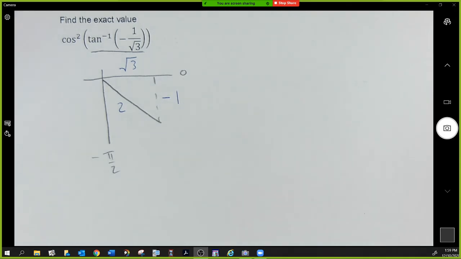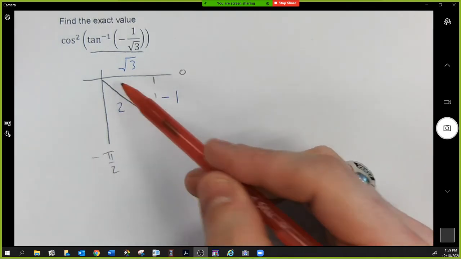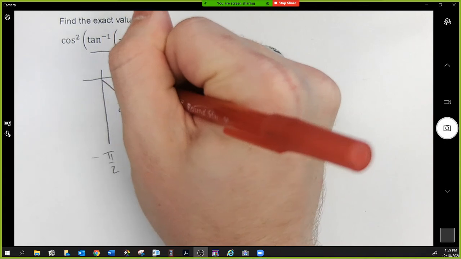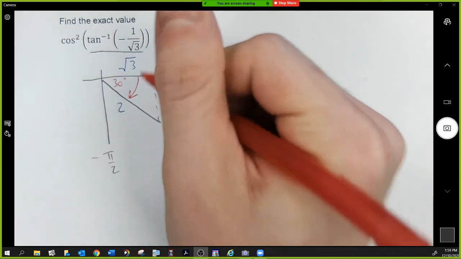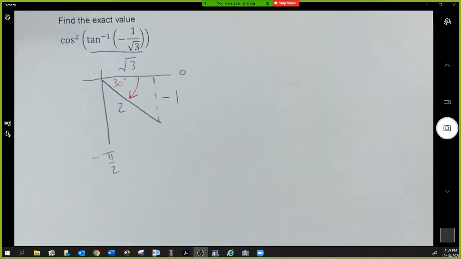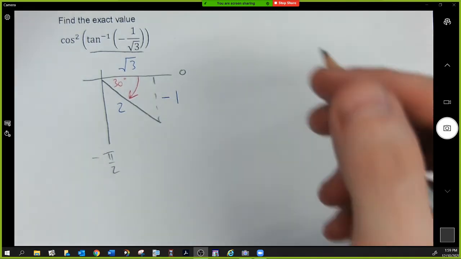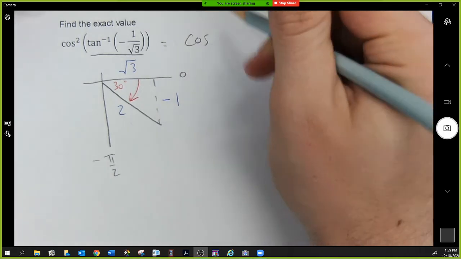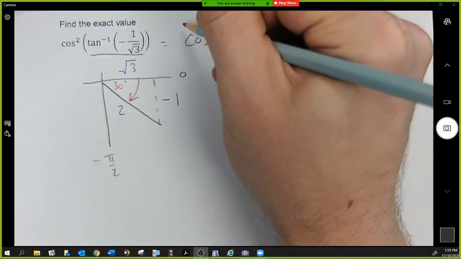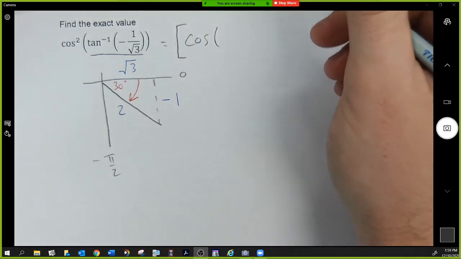All right, well, that's a 30, 60, 90. What is the size of my reference angle here? This is a 30-degree angle. That's its size. But because we're in quadrant -1, it's actually -30 degrees. But you know what? That doesn't really matter. Here's why. The question says, what is cosine squared of that? What that means is evaluate cosine and then square it.